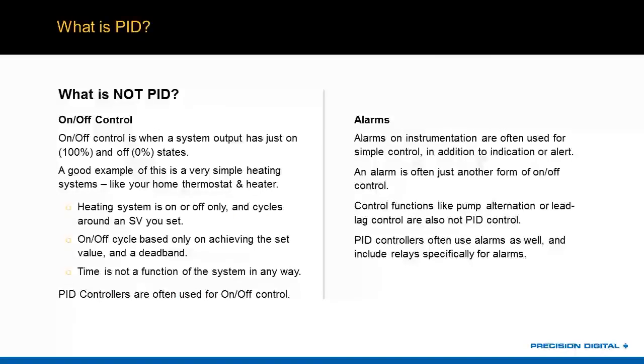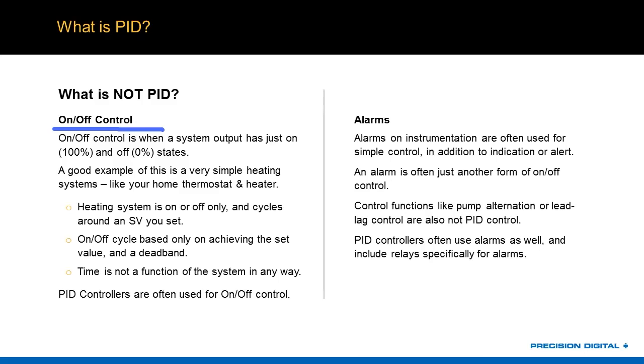So now that we know what PID does, and what that math functions to do, let's talk for a minute about what is not PID. These are still valid control types, and often people will choose PID controllers for these, but it's not really PID. On-off control is the most common non-PID control element that PID controllers are used for. And what I mean by not PID is that on-off control is essentially just a 0 or 100% state output.